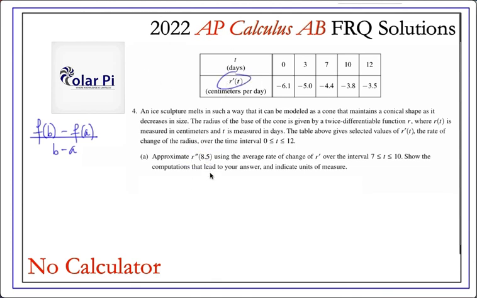Now notice this is R prime. This is R double prime. So we're using a secant line on R prime to approximate R double prime. So we want that secant line to be as tight and nice as possible around 8.5. And so the two values we'll go with for a and b respectively are 7 and 10. So what that means is R double prime of 8.5 is approximately equal to negative 3.8 minus negative 4.4. And we'll turn that into a plus, back-to-back minus, right?